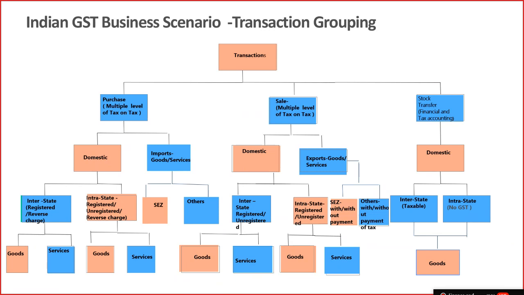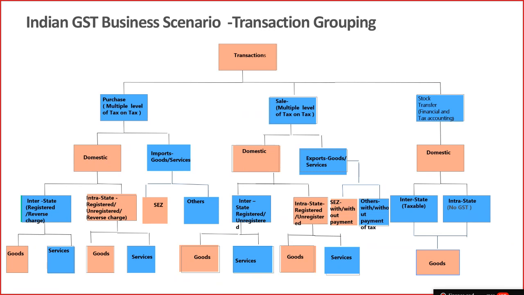There is another class of transactions which the government has provided on the purchase side, that is the reverse charge scenario. So normally all purchase transactions are forward charge scenarios, but in case of a reverse charge, the tax is to be borne by the buyer, and then he can claim the input credit as well, and he has to pay the liability to the government as well. So these are the further classifications of domestic types of transactions.